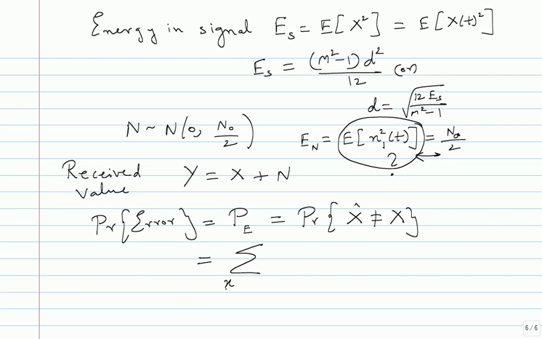I'm going to condition on x first. The probability that x hat is not equal to x is... is there a question? What happened?